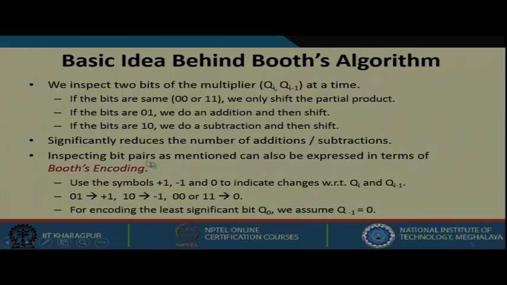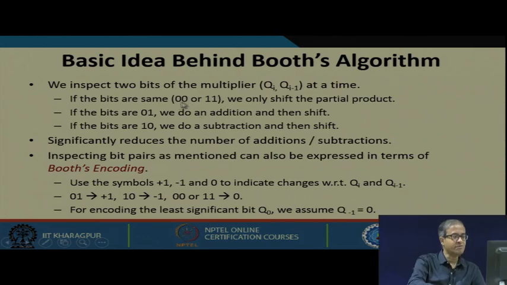Here I am not going into the formal proof of the Booth's algorithm. The method looks very simple. If you work out, you can also verify that whatever you are doing here is actually carrying out multiplication. But here I am not going into the formal proof. I am just stating the Booth's algorithm and how it can be implemented. By doing this, whenever we find 00s or 11s in the bit pairs, we avoid addition or subtraction. So this can significantly reduce the number of additions or subtractions.